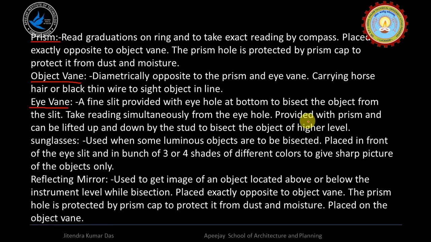Eye vane: a fine slit provided with an eye hole at the bottom to bisect the object from the slit. Take the reading simultaneously from the eye hole. Provided with a prism, it can be lifted up and down by a stud to bisect the object at a higher level.